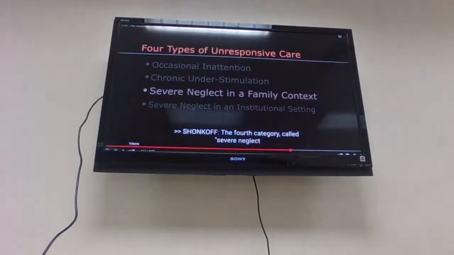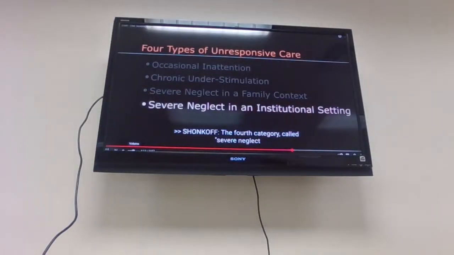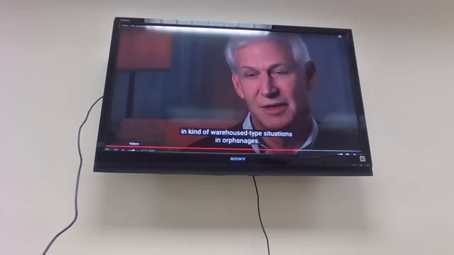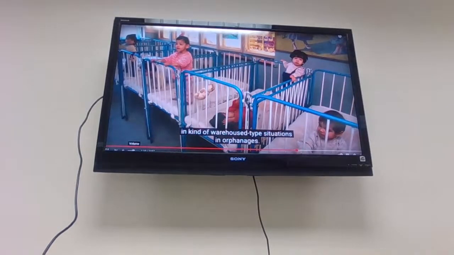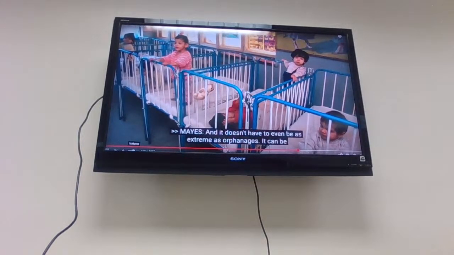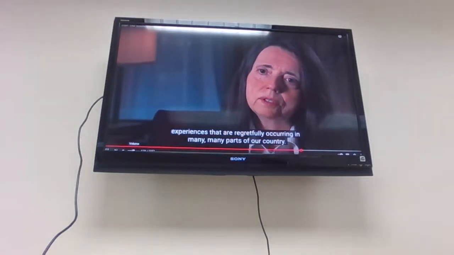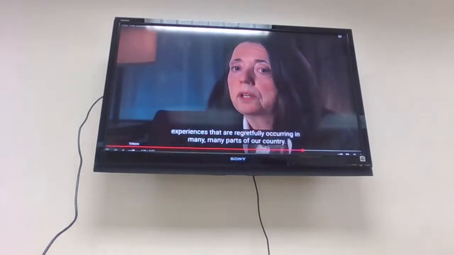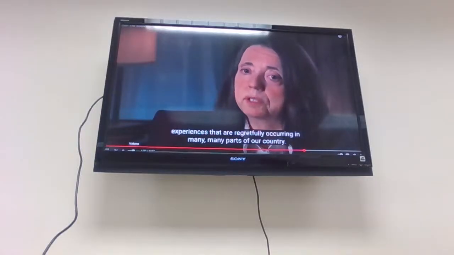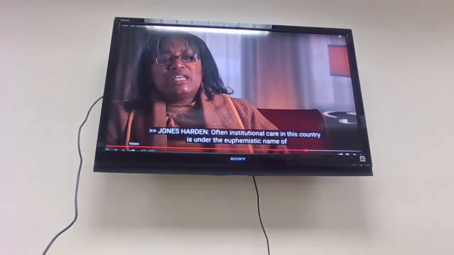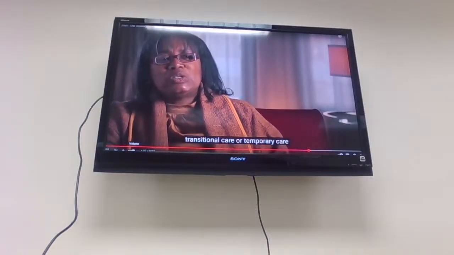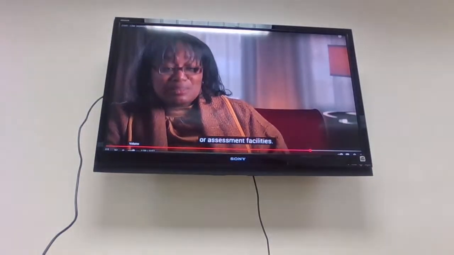effects. The fourth category, called severe neglect, generally found in institutional settings, is the result of children living in kind of a warehoused type situation in orphanages. And it doesn't have to even be as extreme as orphanages. It can be experiences that are regretfully occurring in many, many parts of our country. Often institutional care in this country is under the euphemistic name of transitional care or temporary care or assessment facilities.